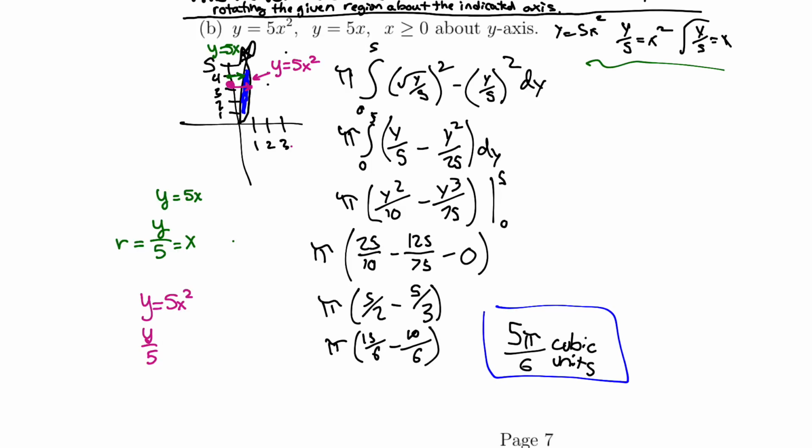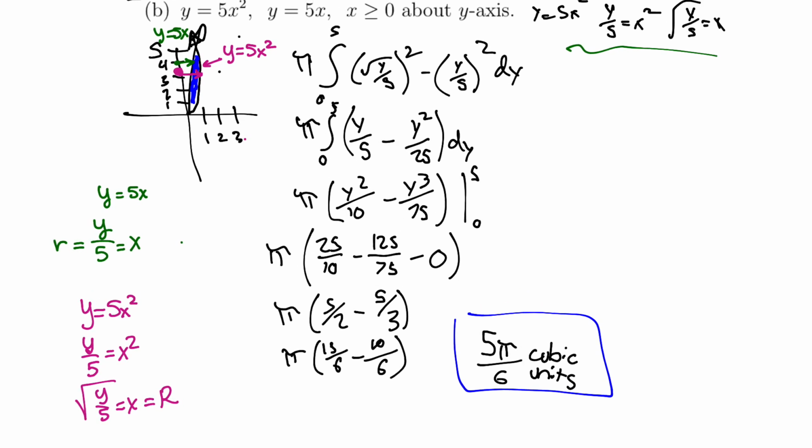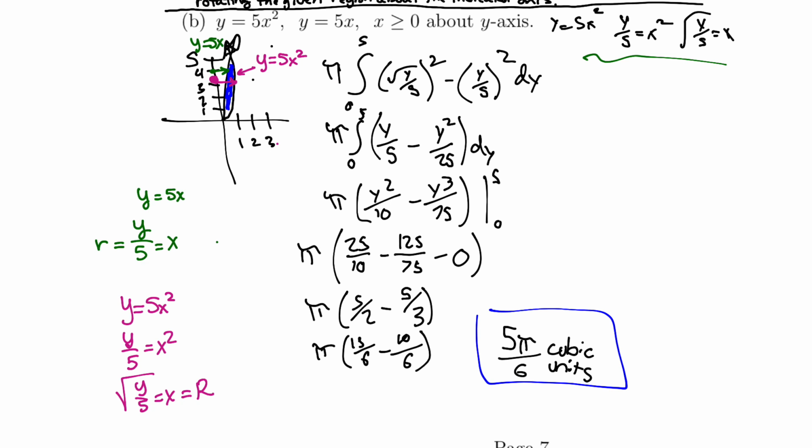Oh, shoot, that gives me y over 5 equals x squared. So the square root of y over 5 equals x, and that's my bigger R. Thank you, James, for working that through. Guys, anybody have a question? Did you get anything different? Is everybody okay? Do we see what to do? Any questions?